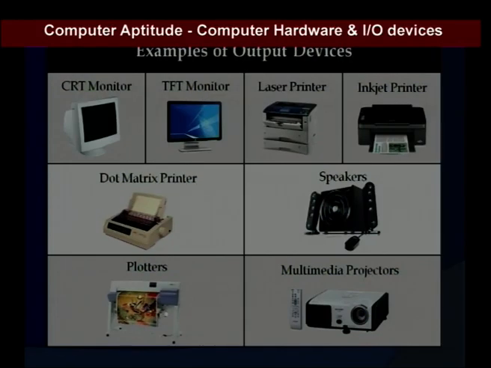Output devices are the CRT monitor, TFT monitor, laser printers, inkjet printers and dot matrix printers. There are different types of printers, and also speakers, plotters and projectors. These are the output devices of a computer.